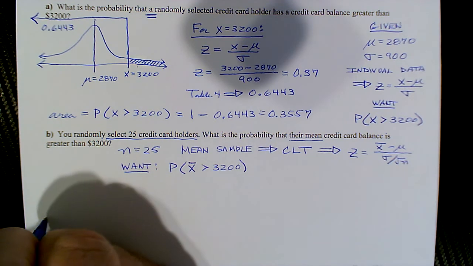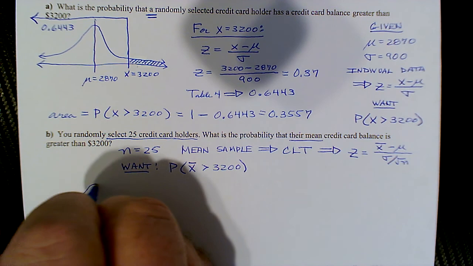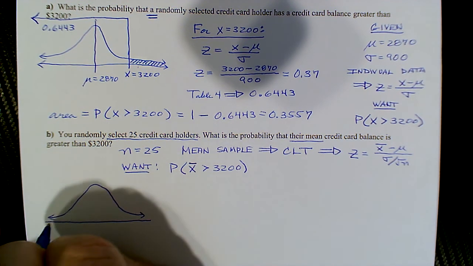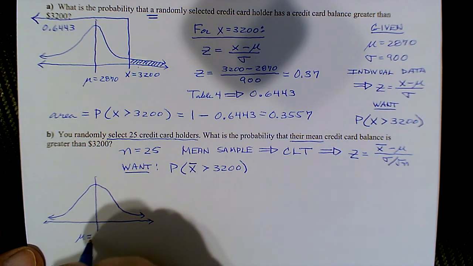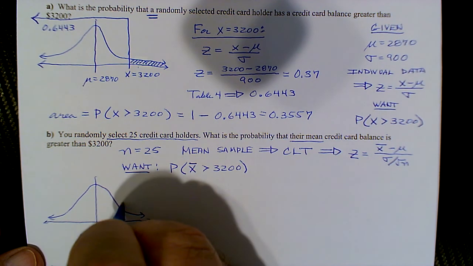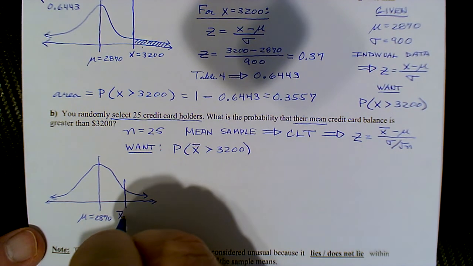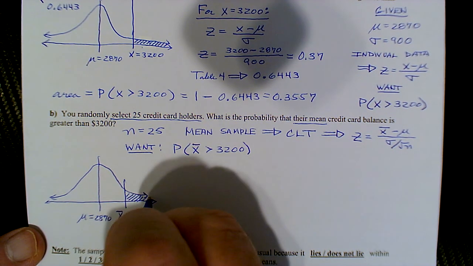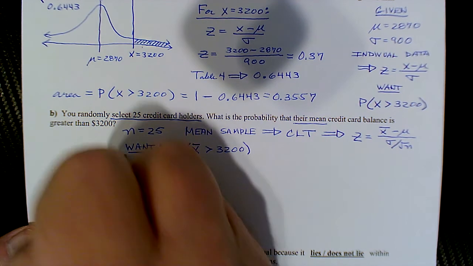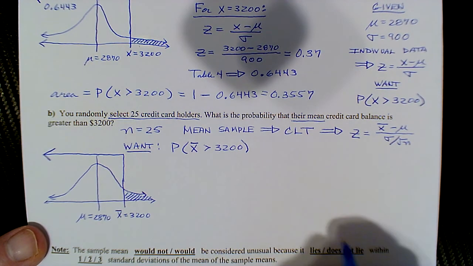So, draw the diagram. There's a normal distribution. Got the mean going down the middle of 2870 again. This is now x bar. The mean of the sample is 3200. And again, we want everything to the right. So in the right tail, greater than. Alright, but when we look up the area, we get the left cumulative. When we look up the z-score, that is, we get the left cumulative area.